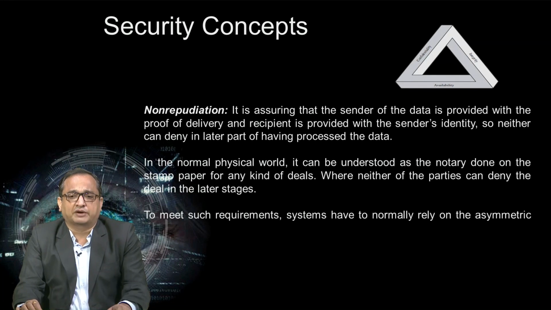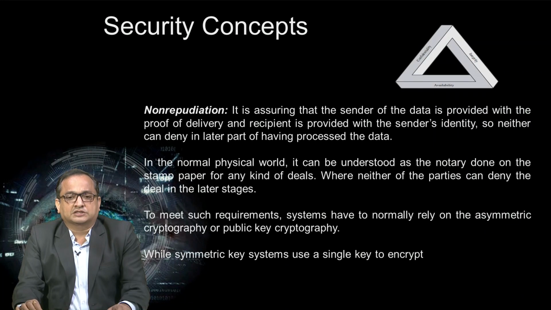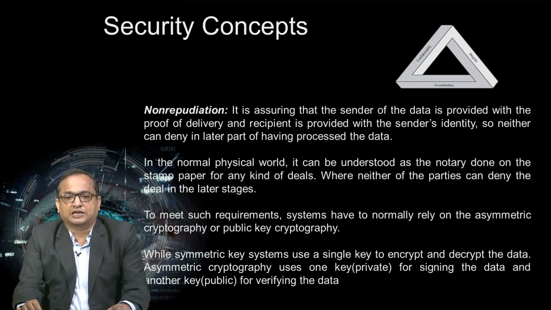To meet such requirements, systems normally have to rely on asymmetric cryptography or public key cryptography, while symmetric cryptography systems use a single key to encrypt and decrypt the data. Asymmetric cryptography uses one key, that is the private key, for signing the data, and another key, that is the public key, for verifying the data. So, symmetric key and asymmetric key cryptography will be discussed in the subsequent slides.